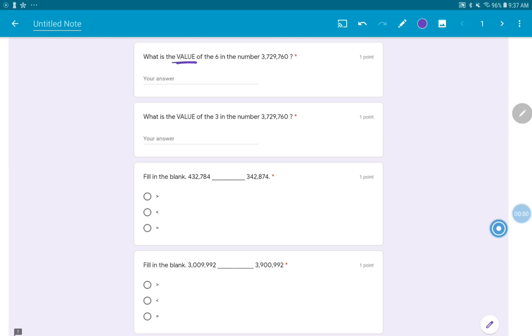Okay, what is the value? We want to know how much, not the place value or the unit. We want to know the value, how much that number is worth.